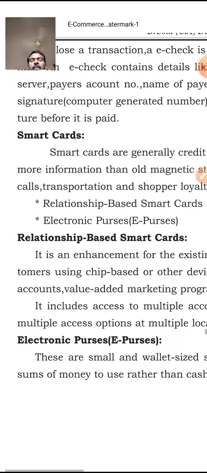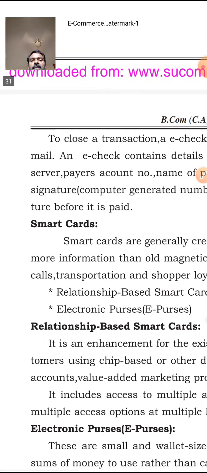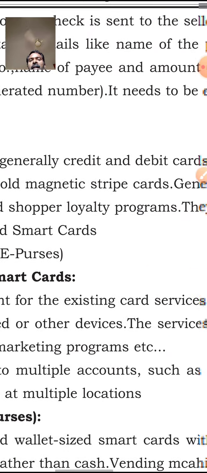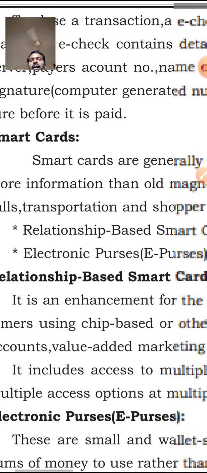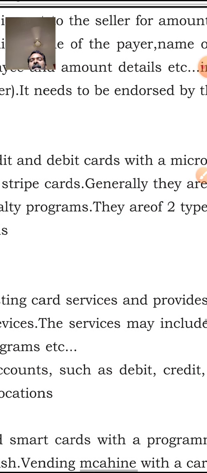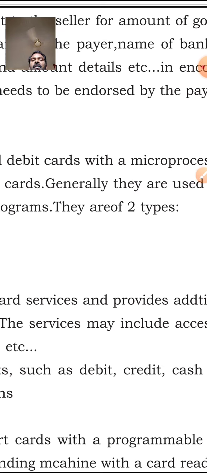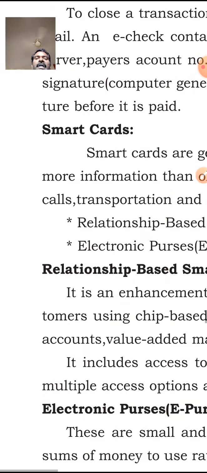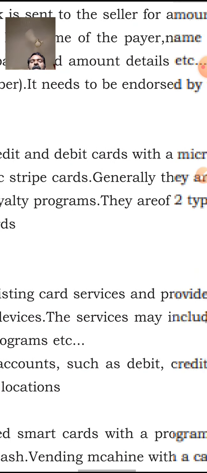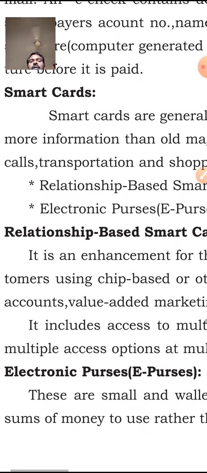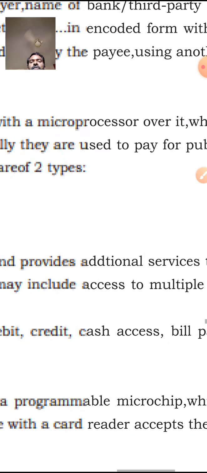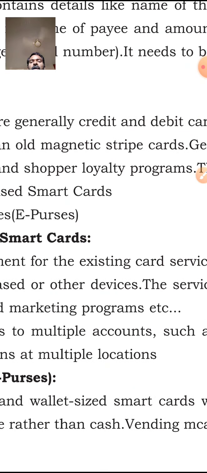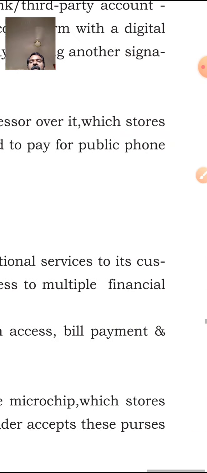In the smart cards section, smart cards are generally credit and debit cards with a microprocessor on them. They store more information than old magnetic strip cards. Presently we are using microprocessor based cards, but in olden days magnetic tape strip cards were used. These cards are used to transfer money from one place to another place.